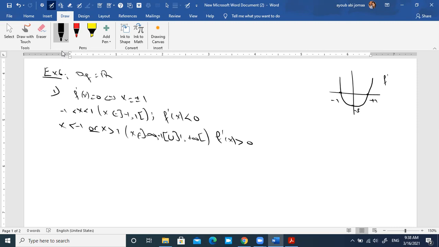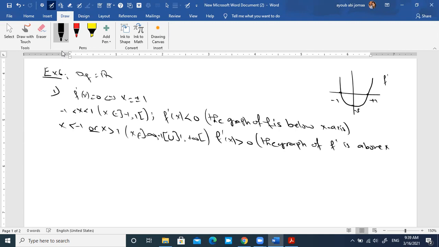Here the graph of f is below the x-axis. Here the graph of f prime is above the x-axis.